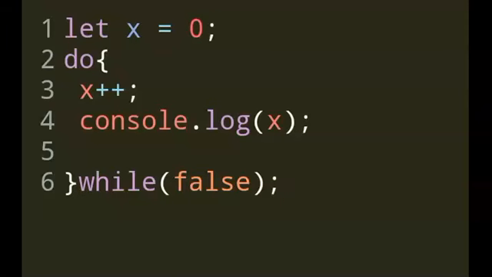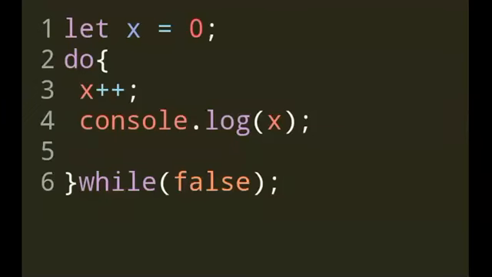Okay, so let's see the output. You can see the output is 1. As I said in the explanation, it will execute once. So after 0, the incremented value will be 1, and then it stops because the condition is false. The moment it reaches false, it will stop after executing once. This is what happens in do while.